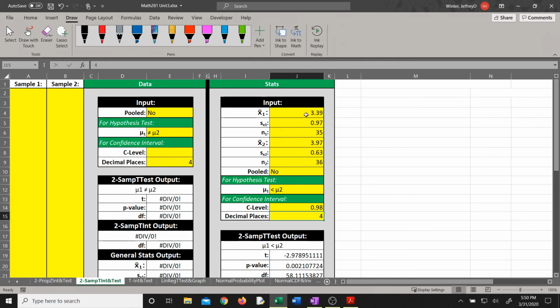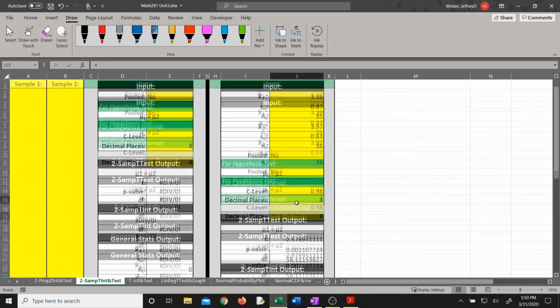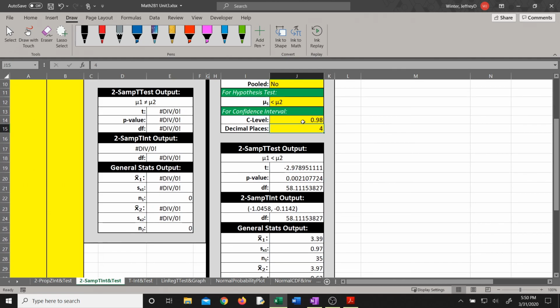From the last example, I already had the values typed into our input, already have no selected. It doesn't really matter what the hypothesis test is here, because all we're really looking at is our confidence level and our confidence interval output. So my confidence level is 0.98 since it's a 98% confidence interval. So that means my confidence interval is between negative 1.0458 and negative 0.1142.